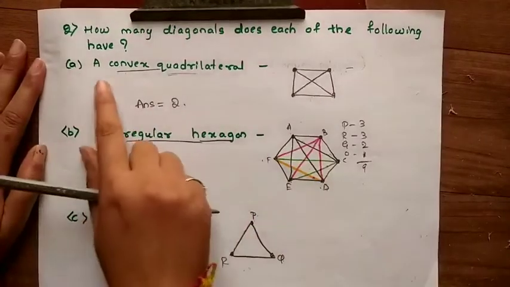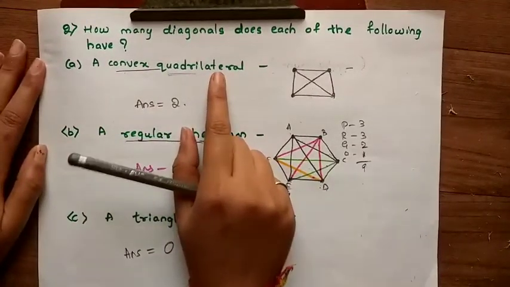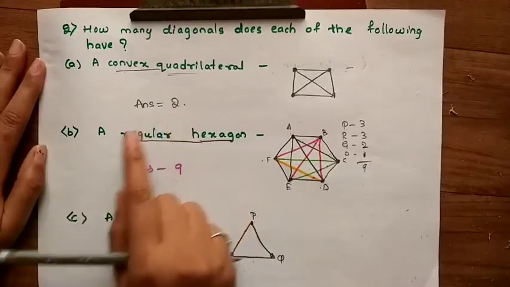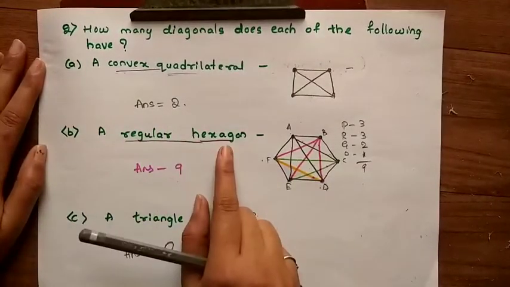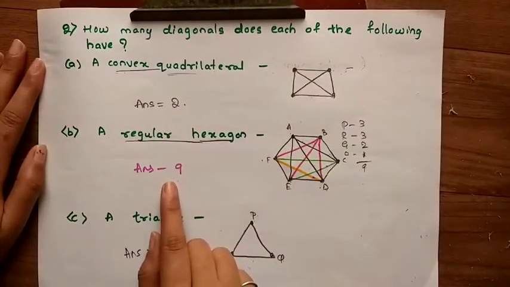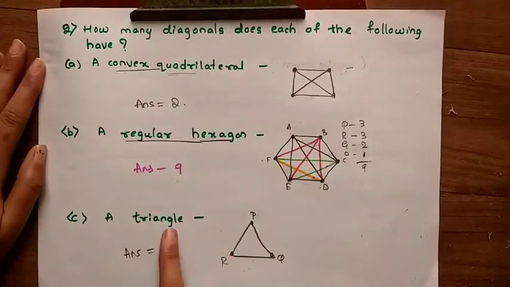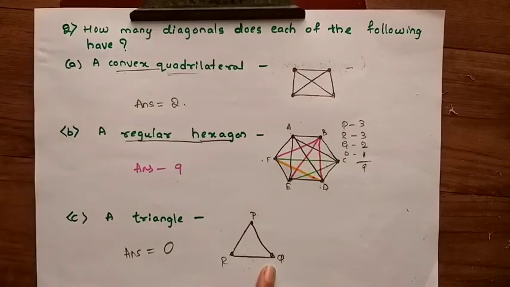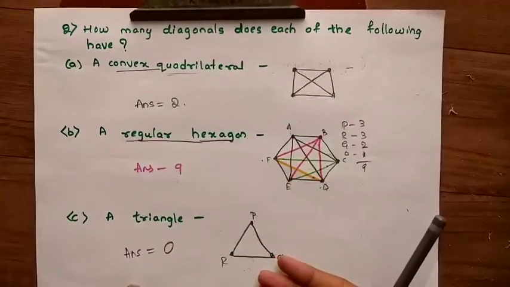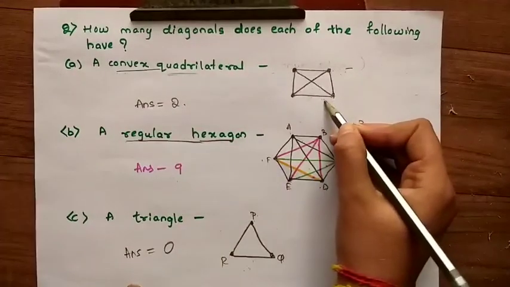A convex quadrilateral, total how many diagonals are there? 2 diagonals are there. A regular hexagon, total how many diagonals are there? 9 diagonals are there. A triangle, how many diagonals are there? 0 diagonals, because in a triangle we cannot get non-adjacent vertices. This is the solution 2. While writing this answer, you should draw the figure also.